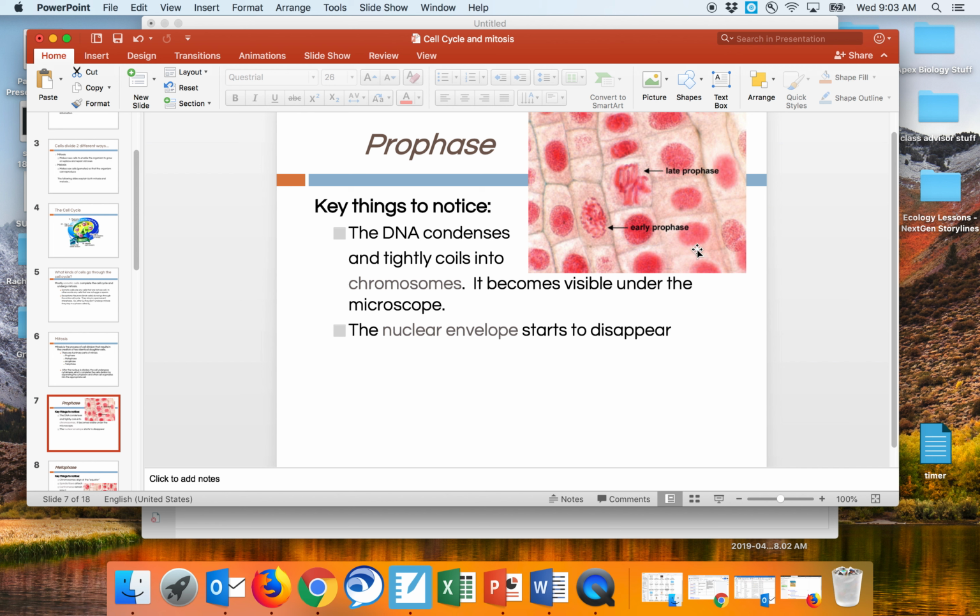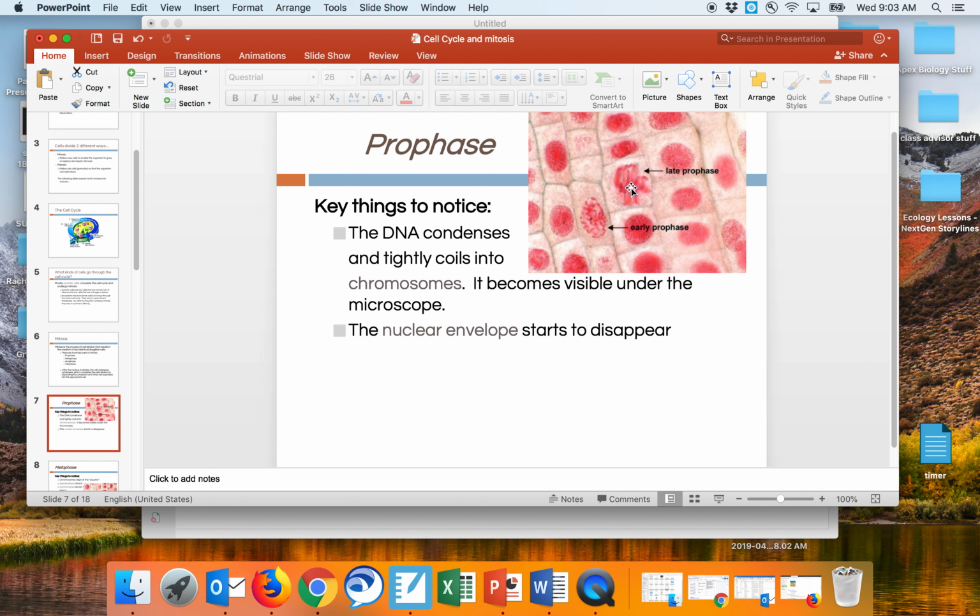Even these, you can see the red nucleus, but you don't really see anything in there. It just looks like a red blob. So when mitosis is starting to occur and the DNA thickens and condenses into chromosomes, you can actually see the strands. So you can see here it's starting to happen. So this is early prophase. And over here you can actually see the strands a little bit. That would be what we call late prophase.